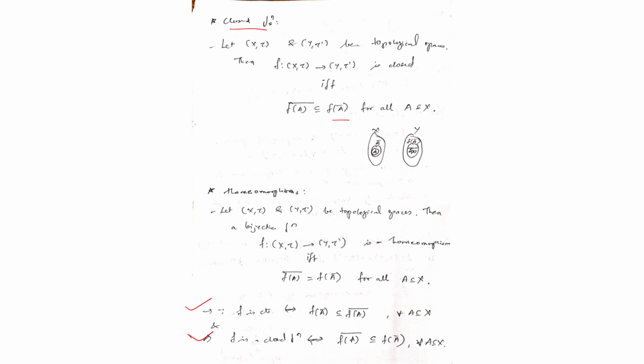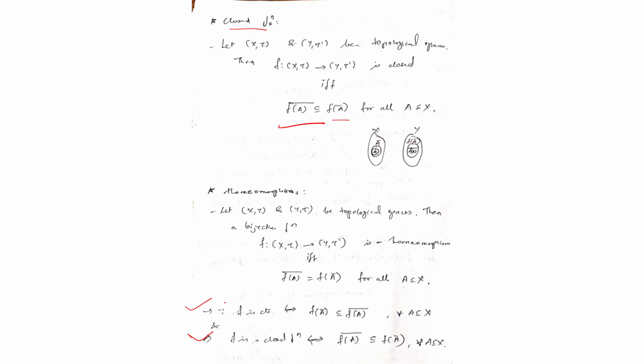Next, closed functions. Let (X, tau) and (Y, tau dash) be topological spaces, then f from (X, tau) to (Y, tau dash) is closed if and only if f of the closure of A is a subset of the closure of f of A, for all A subset of X. Okay, so if this is satisfied, then we can say that f is closed. Now for homeomorphisms, a bijective function f from (X, tau) to (Y, tau dash) is a homeomorphism if and only if f of the closure of A is equal to the closure of f of A, for all A subset of X.